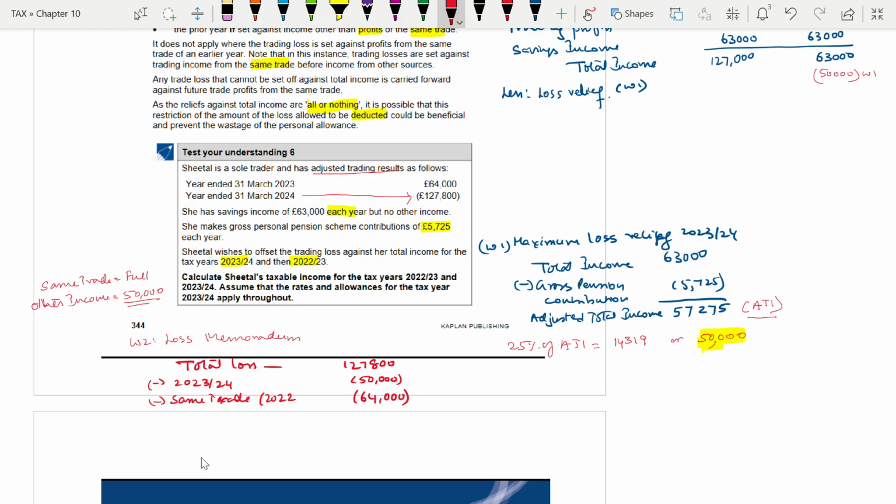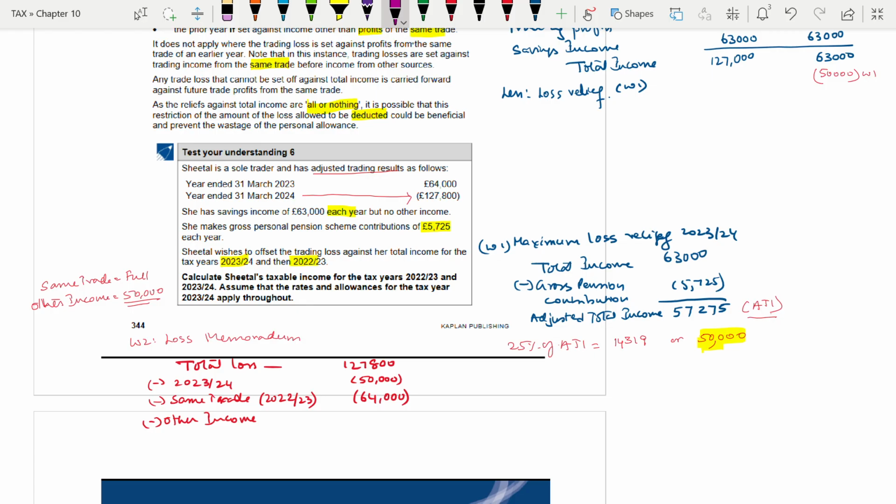2022-23. Now, from other income, maximum how much can we take? Maximum we can take 50,000. Now you calculate, see the thing. You calculate how much we'll get. 127,800.